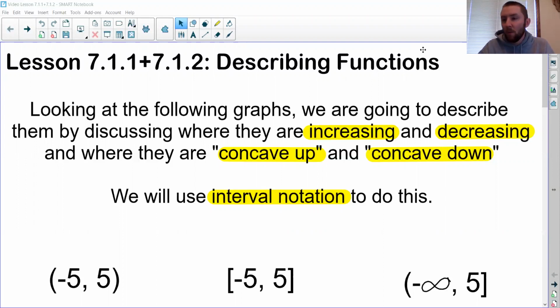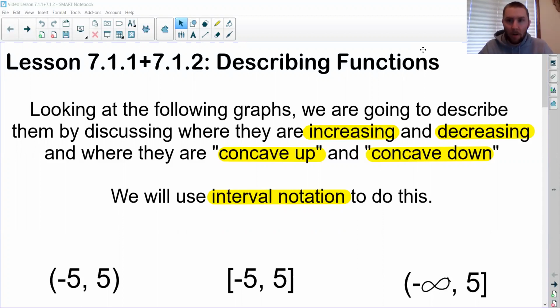So we're going to start with number 5, 7-5, and it's underneath the heading of concavity. So that's going to be our first new vocabulary today, talking about concavity of a function or concavity of a graph. But we're going to start with a discussion of functions that are increasing and functions that are decreasing.